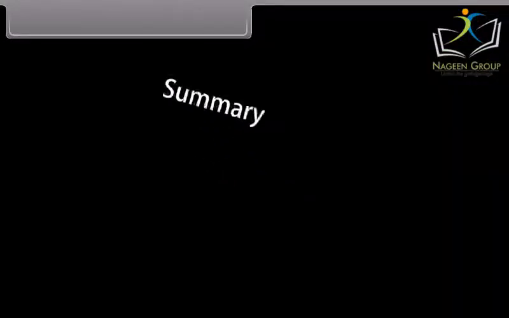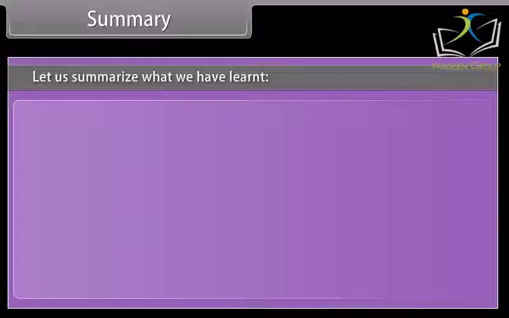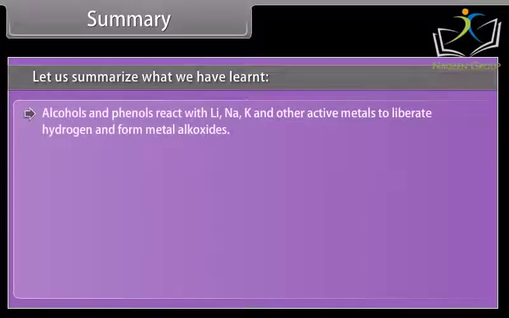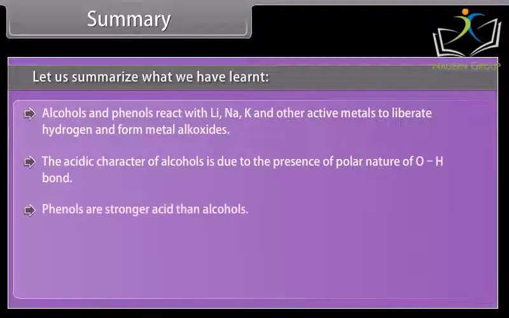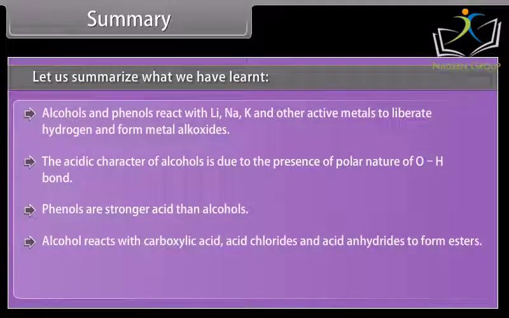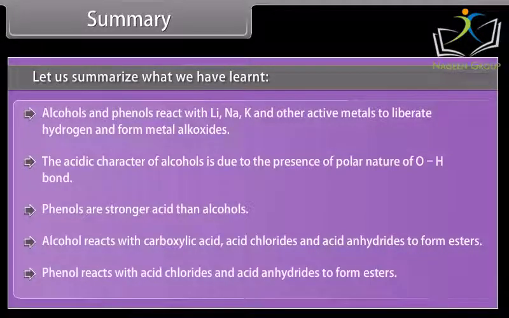Summary. Let us summarize what we have learned. Alcohols and phenols react with lithium, sodium, potassium, and other active metals to liberate hydrogen and form metal alkoxides. The acidic character of alcohols is due to the polar nature of the O-H bond. Phenols are stronger acids than alcohols. Alcohol reacts with carboxylic acid, acid chlorides, and acid anhydrides to form esters. Phenol reacts with acid chlorides and acid anhydrides to form esters.